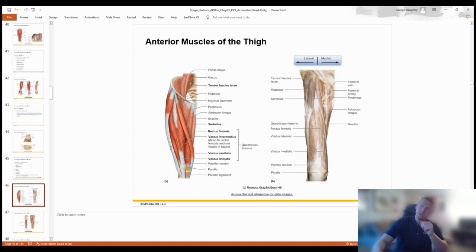Okay. And you've got to be able to look at the thigh and be able to orient each one. You should be able to piece together the terms such as vastus lateralis, vastus medialis, vastus intermedius. The orientation is in the name. Vastus lateralis is going to be on the lateral side of the quad. Vastus medialis is going to be on the medial side of the quad.